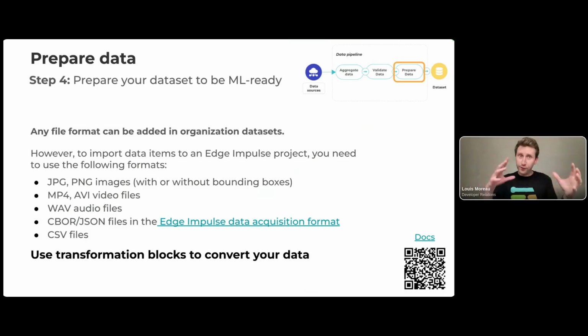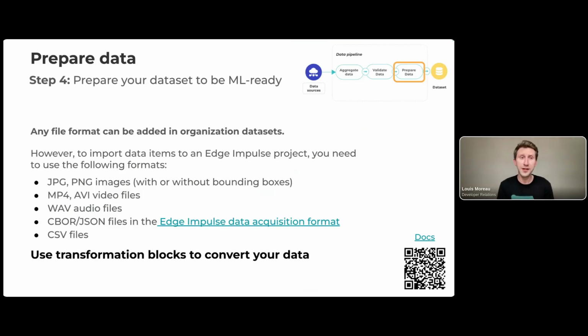And then once you validated all your data, you need to create a data set that is ML ready. So in Edge Impulse organizations, any file can be added in any formats. However, to import it in an Edge Impulse project that is going to be trained, you need to respect some formats. For example, on images, you need to use JPEG or PNG with or without bounding box. We support plenty of object detection annotation formats as well. But it has to be in the right format.